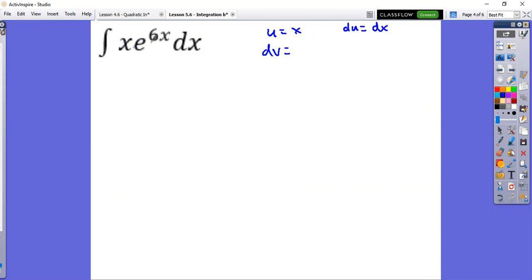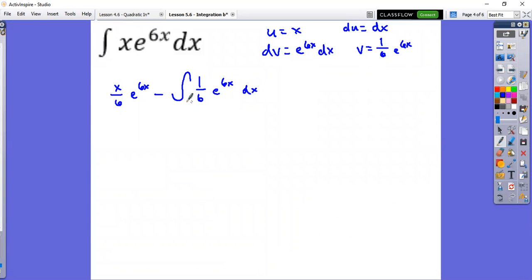Then if x is u, dv is e to the 6x dx, which means v, I forgot to write v. If I integrate what I have right here, v would be 1/6 e to the 6x. The reason I do this is because the integral of u dv is equal to u times v. So this would be x over 6 times e to the 6x, that's u times v, minus the integral of v, which is 1/6 e to the 6x, du, and du is dx.